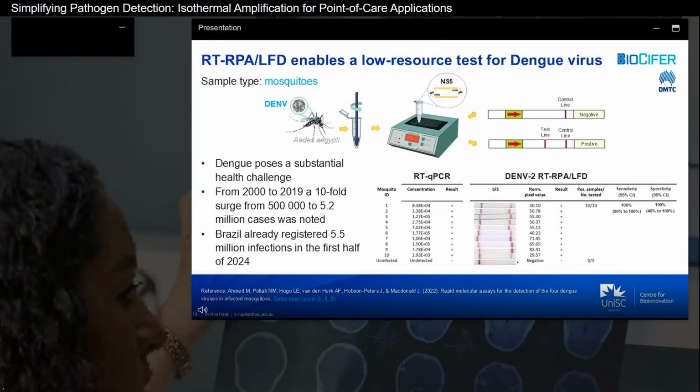Dengue fever, a severe mosquito-borne disease, has surged dramatically over the past 2 decades. From 2000 to 2019, global cases increased tenfold, rising from 500,000 cases to 5.2 million cases. Brazil alone reported 5.5 million infections in the first half of 2024. In response to the substantial health challenge that dengue poses, we developed 4 RT-RPA LFD tests, each tailored to detect one of the 4 dengue virus serotypes. So there are 4 serotypes.